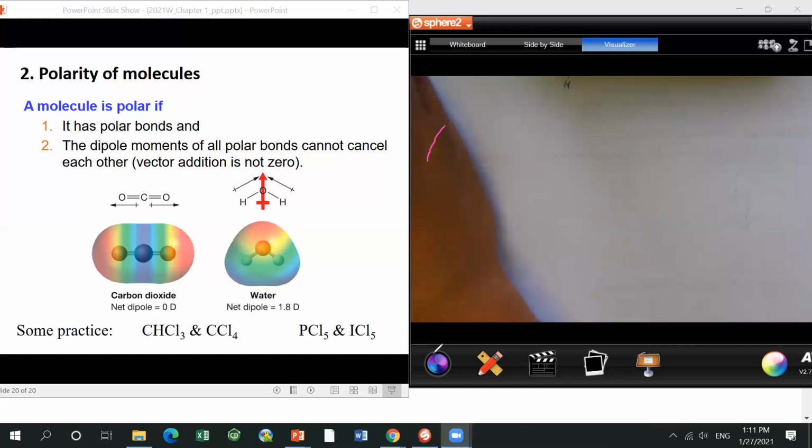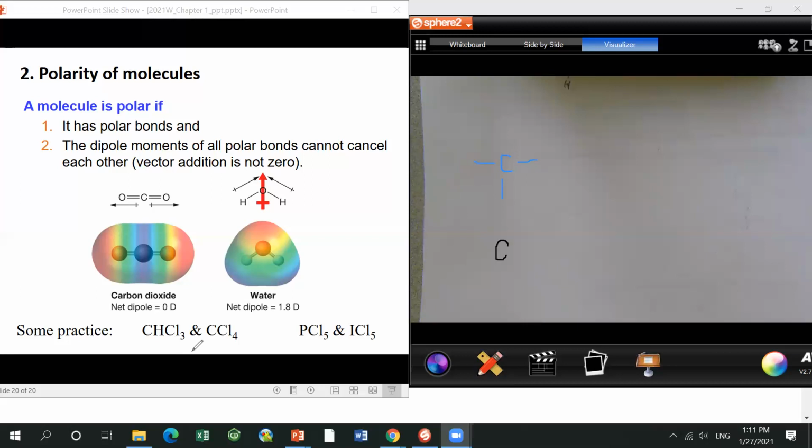Someone draw some kind of line. Take a try. Try to draw the Lewis structures of these two molecules. Does anyone want to take a try? Anyone want to volunteer? Okay, good. I see that's an H. It looks like C and Cl.